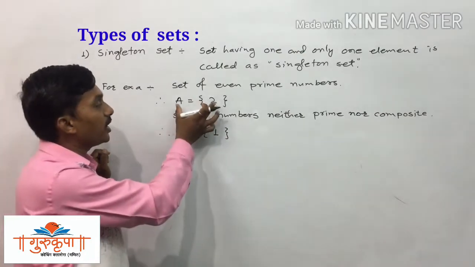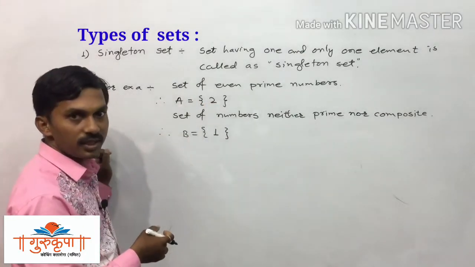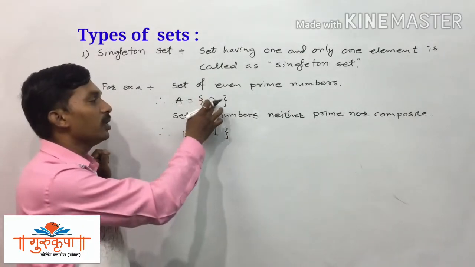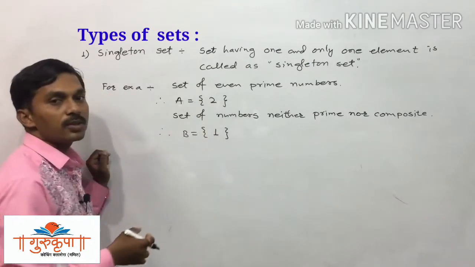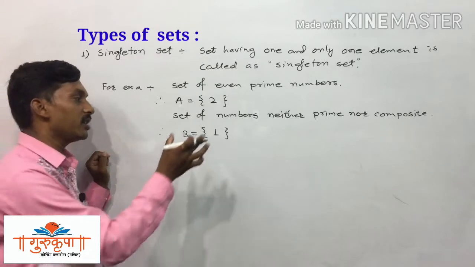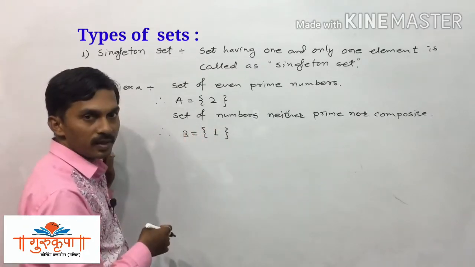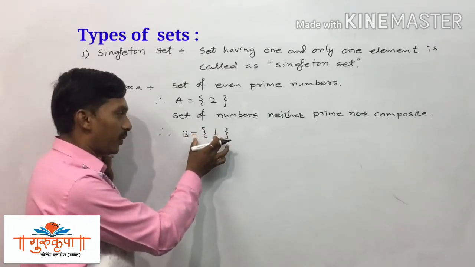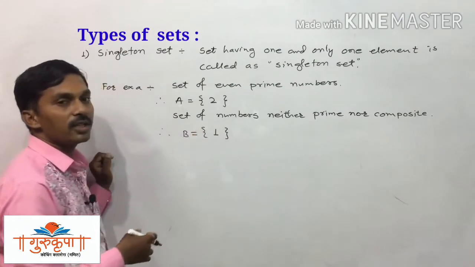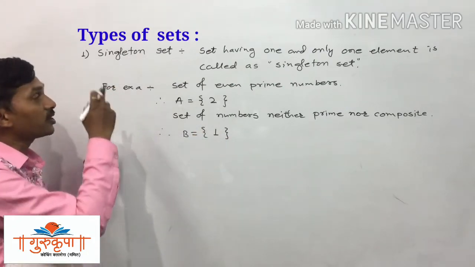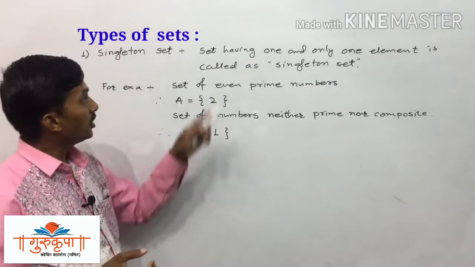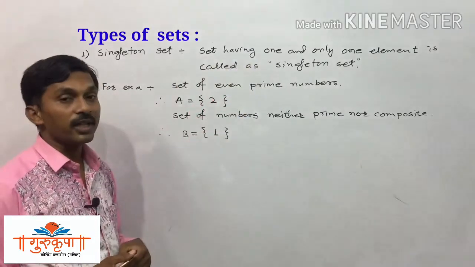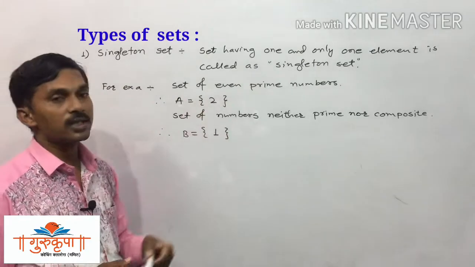Here we have set A, that is a singleton set because one and only one element is there in the set. Set B is also a singleton set because it has one and only one element. So this is the first type of set, the singleton set. A set having one and only one element is called a singleton set.